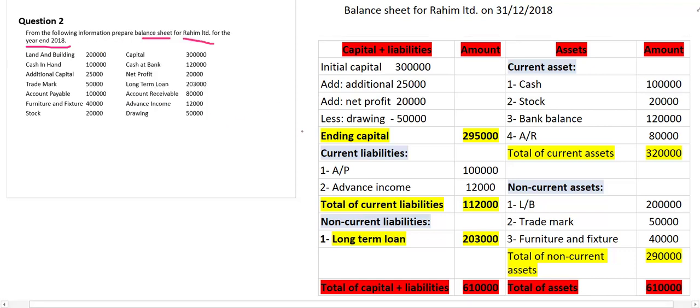This ending capital number one plus the total of current asset as well as the total of non-current asset. If you add these three together, their value becomes 3,06,000. So this side is 6,10,000 and that side is 6,10,000. The two sides became equal.